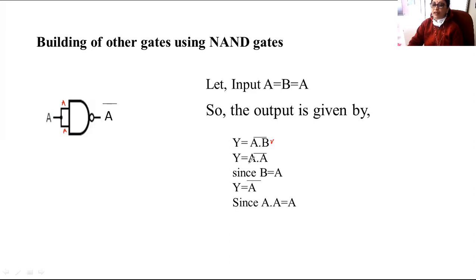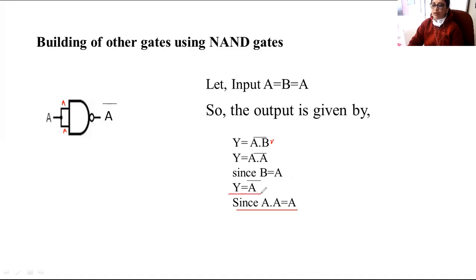So what will be the next step? Y will be equal to A dot A bar. And what is A dot A? A dot A is equal to A itself. You can observe from here, A dot A is equal to A itself. This property of Boolean algebra is used. And therefore, Y will become A bar.